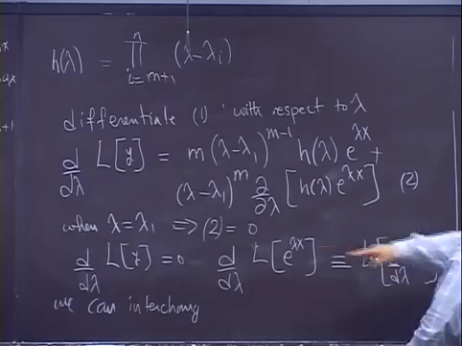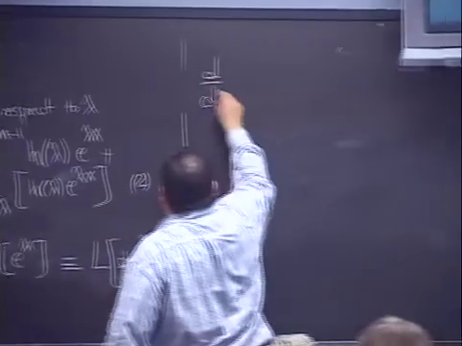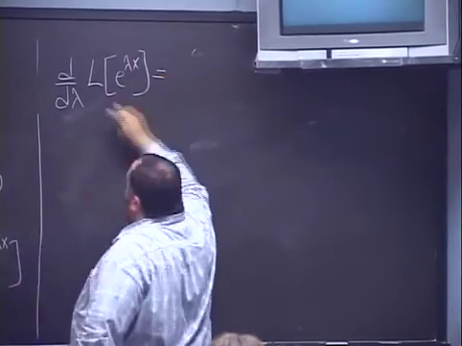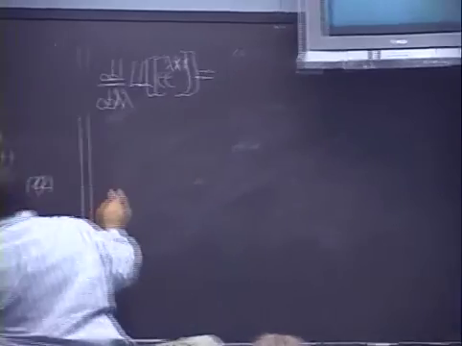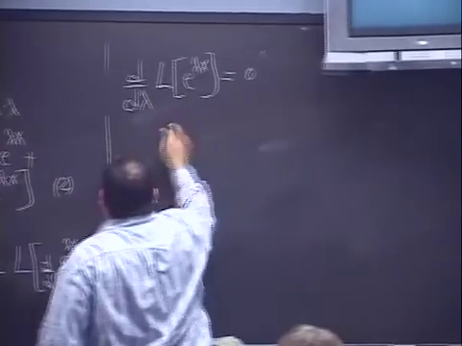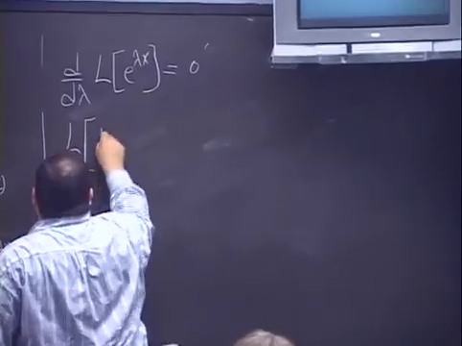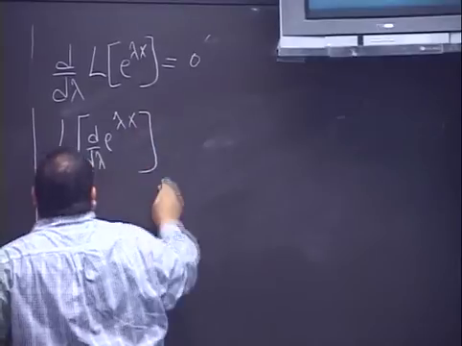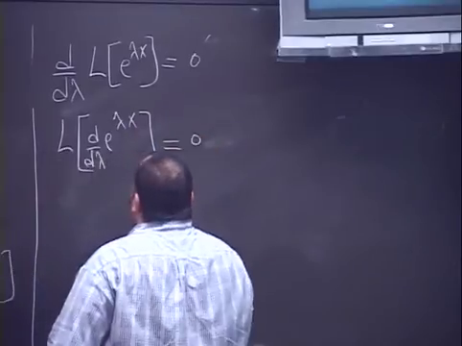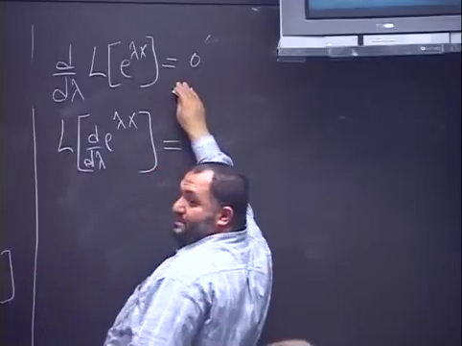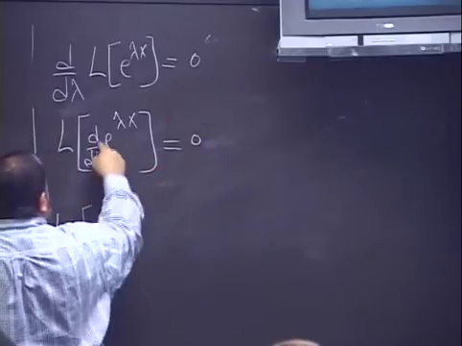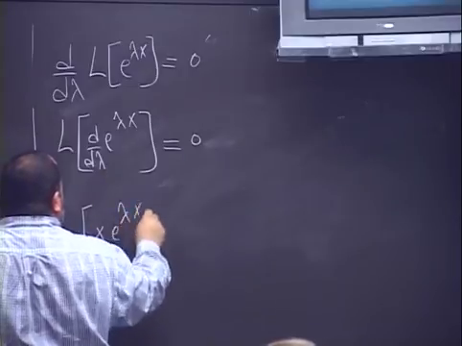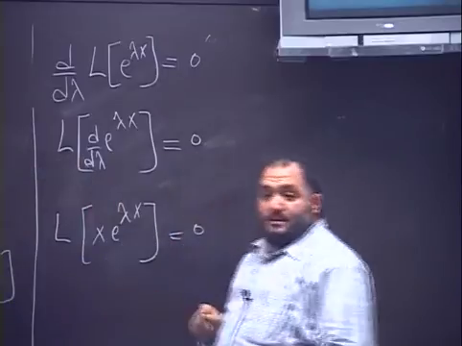After differentiation, d by d lambda of L e to the power of lambda x is equal to 0. If we interchange, this will be L d by d lambda of e to the power of lambda x, which is equal to 0 again. So what's d by d lambda of e to the power of lambda x? It's x e to the power of lambda x, equal to 0.